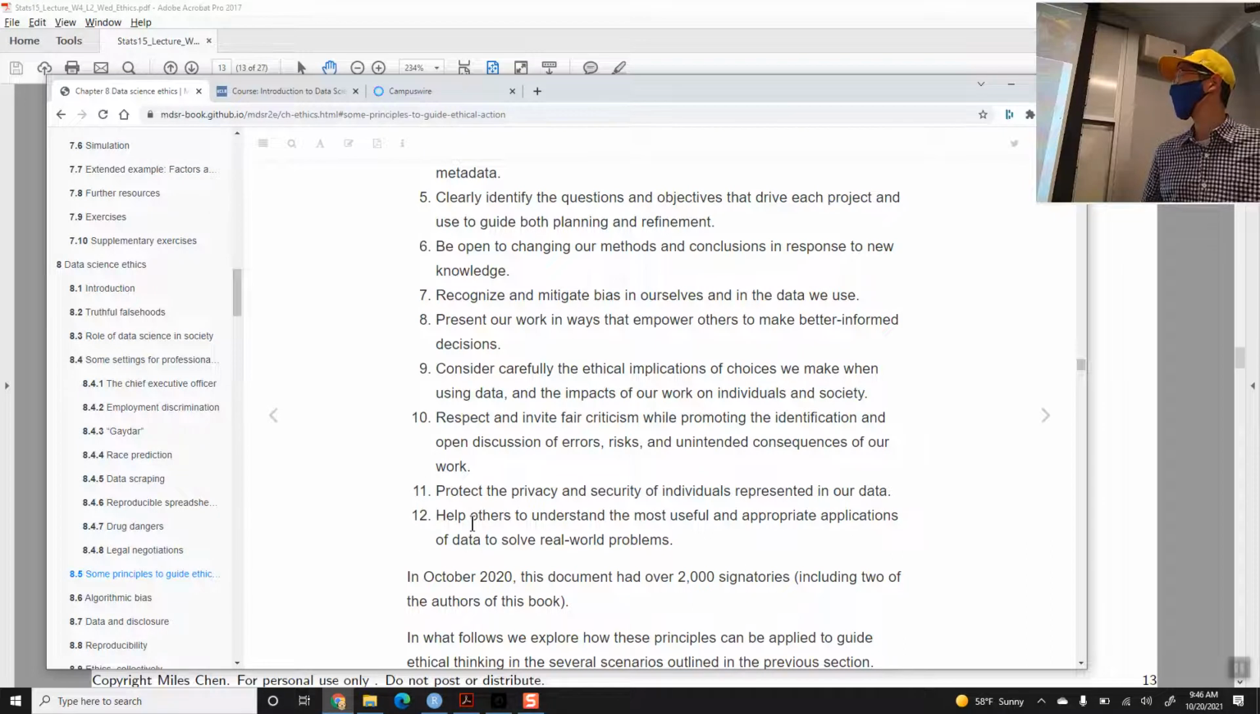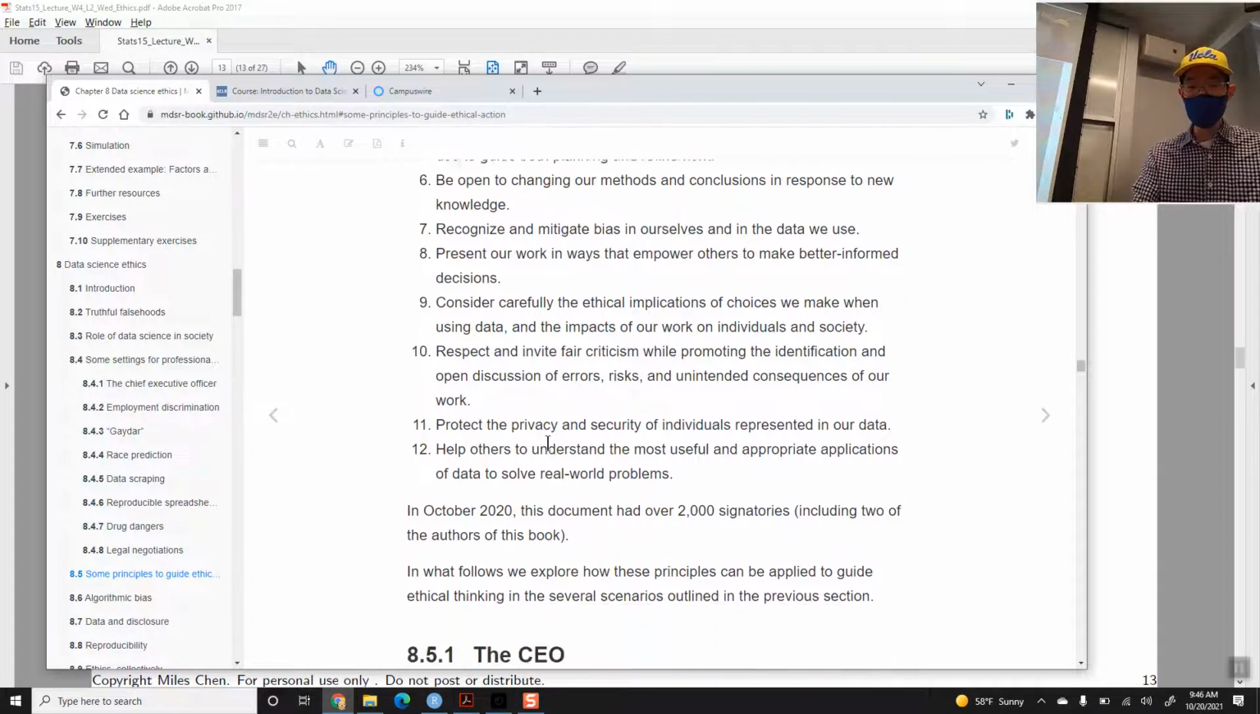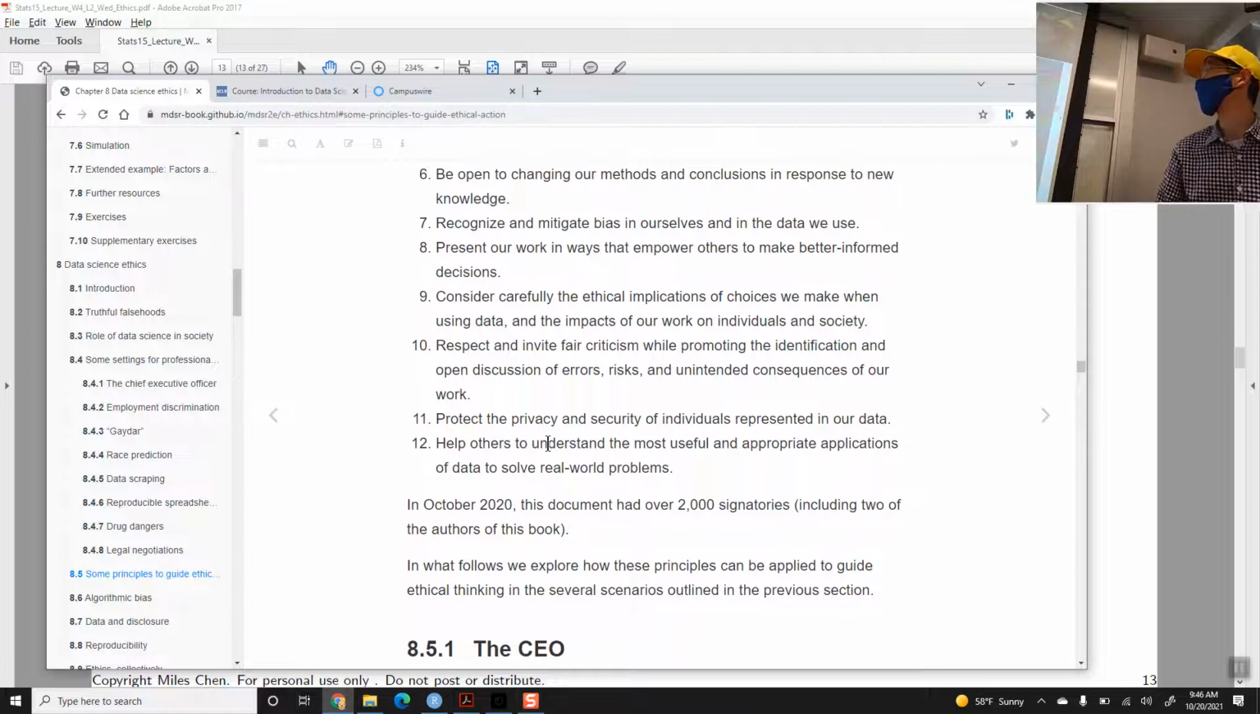Okay. Number 6, be open to changing our methods and conclusions in response to new knowledge. Number 7, recognize and mitigate bias in ourselves and in the data we use. And this is something that we might not even be aware of. Okay. Number 8, present our work in ways that empower others to make better informed decisions.